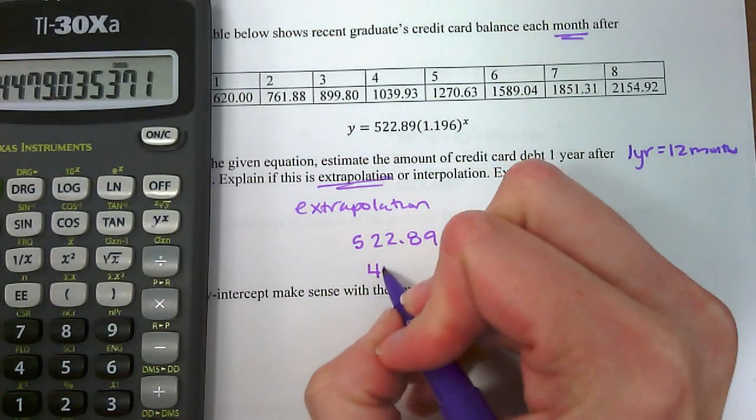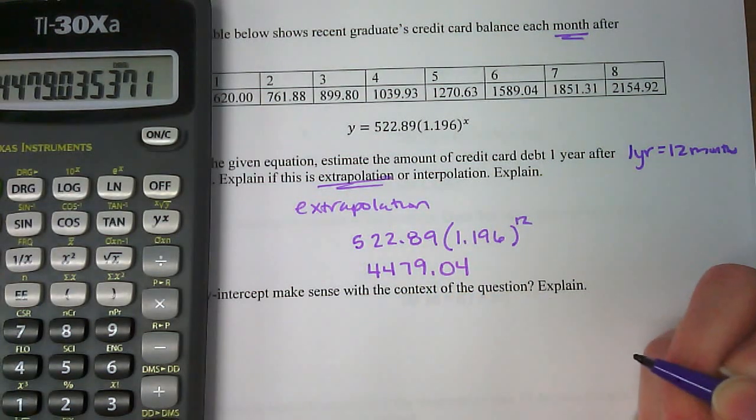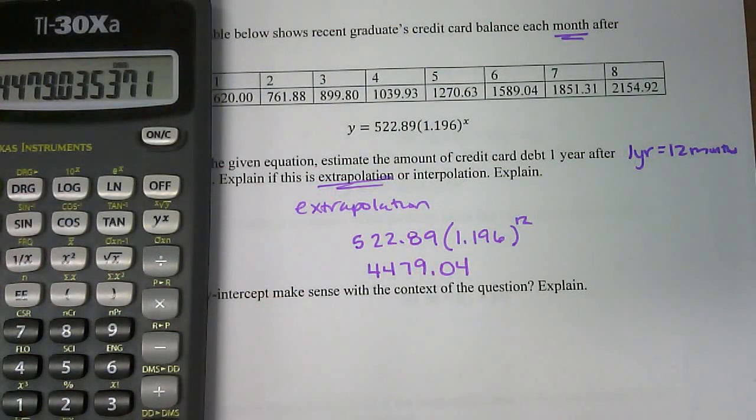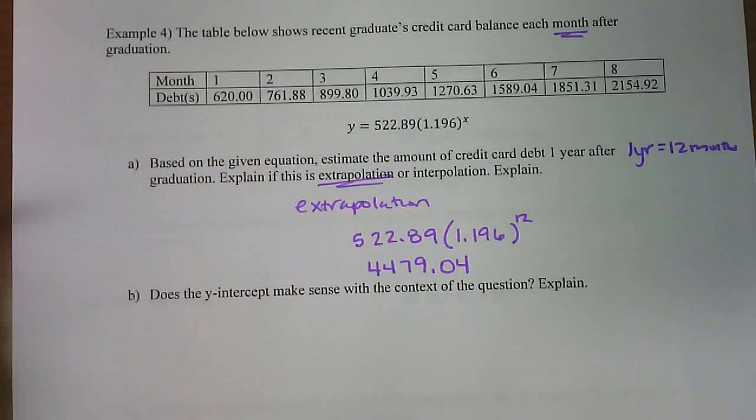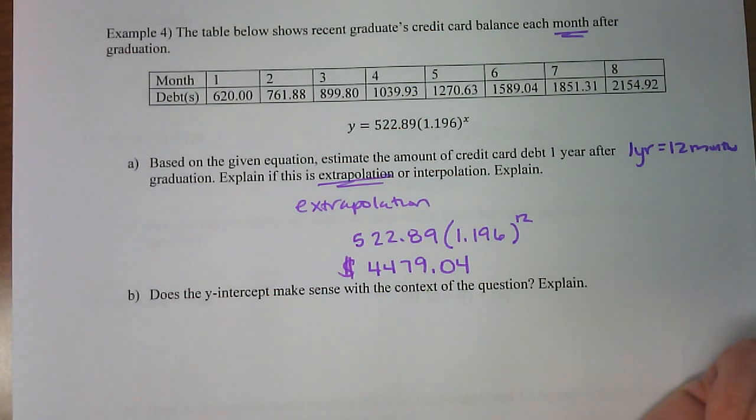So we've got 4,479.04. Okay, I rounded to 2 decimal places because it's money.